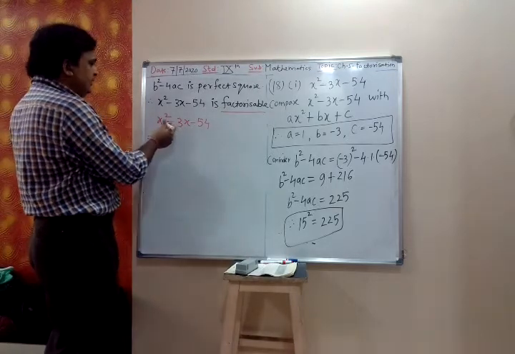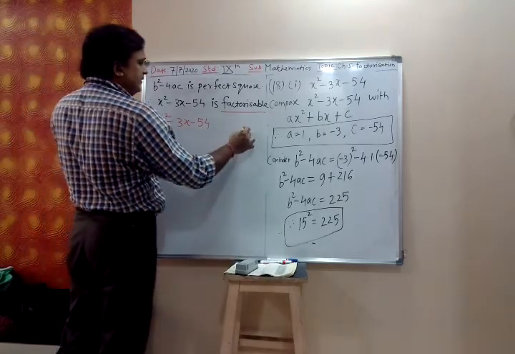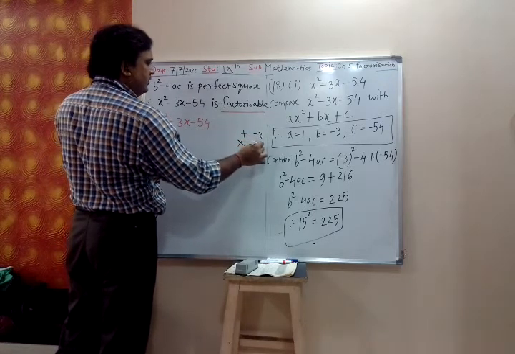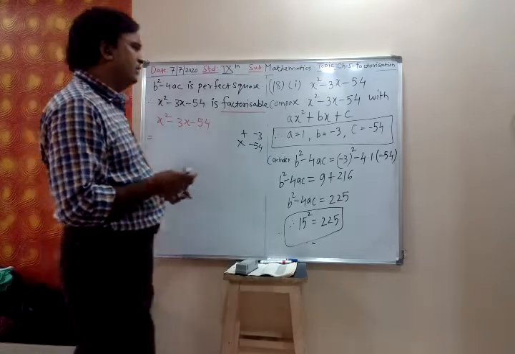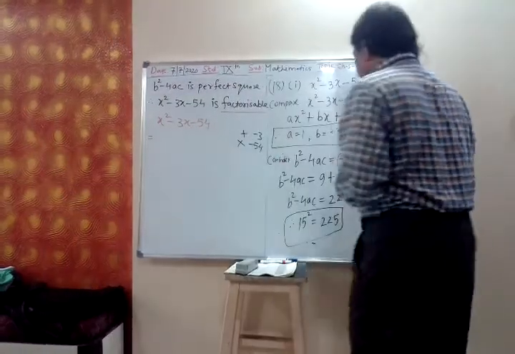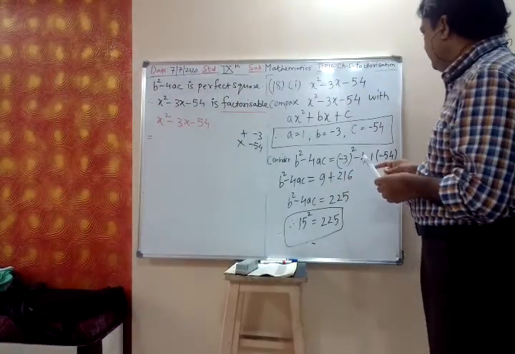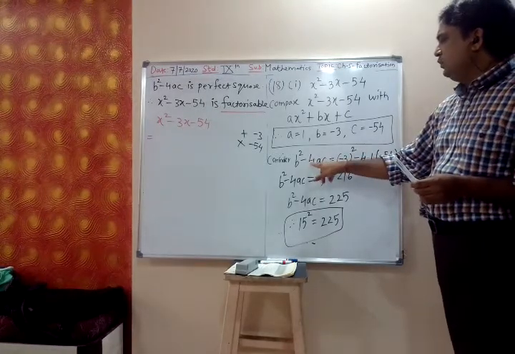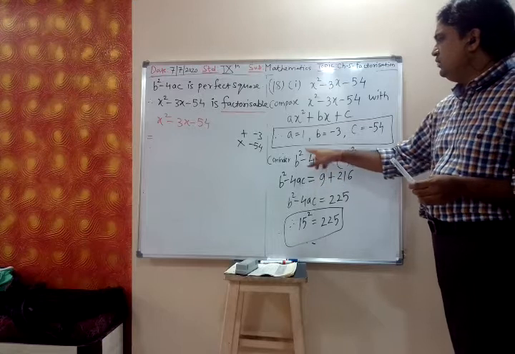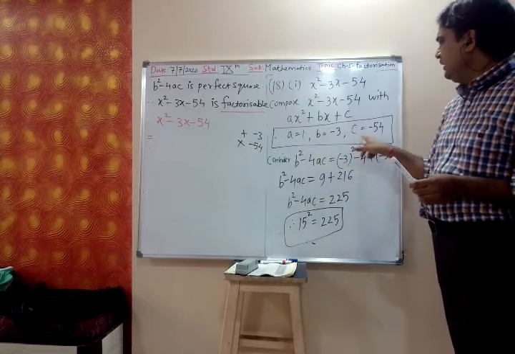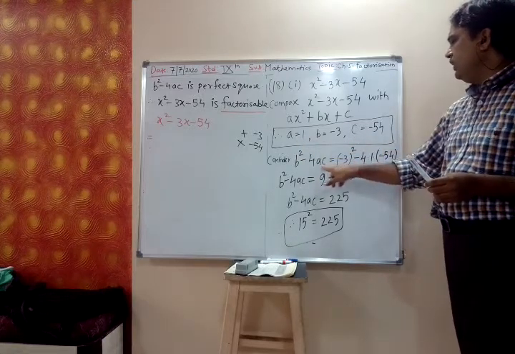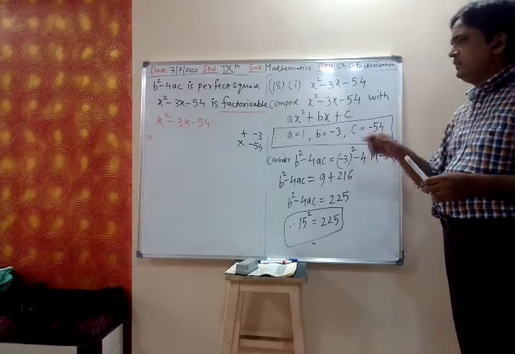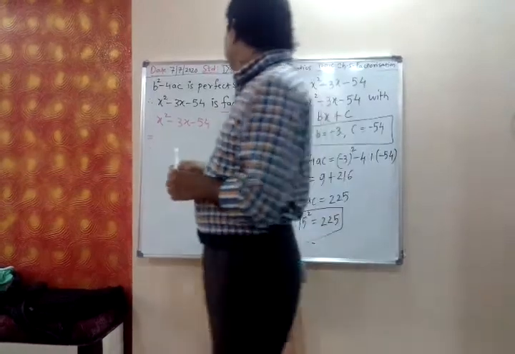So now, b square minus 4ac. So 4 into a. What is a? a is 1. c is minus 54. So 4 into 1 into minus 54. Minus into minus is plus.